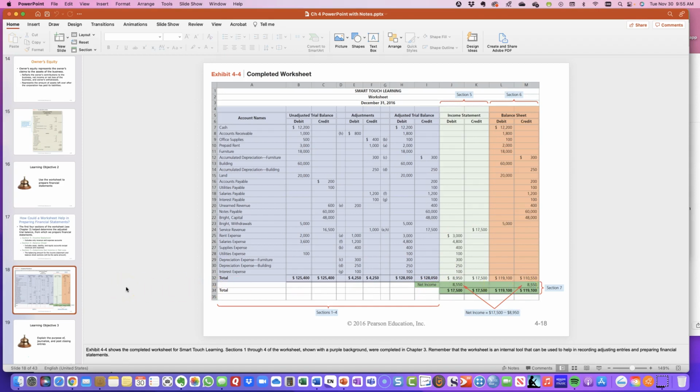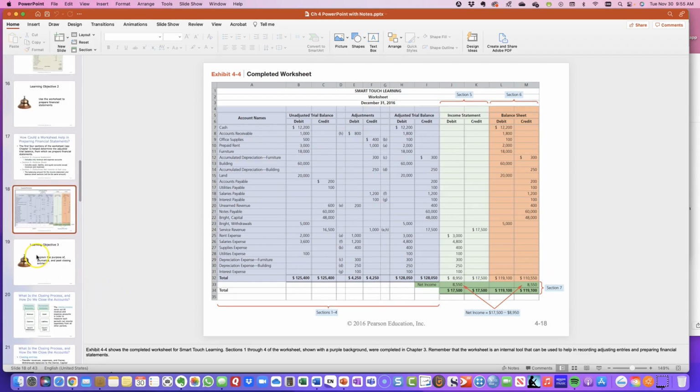So this is definitely one of the nice ways of using Excel. And we could see how everything ticks and ties out. We can add our lettering here for our adjusting entries, and we can make sure that everything ticks and ties and balances out. And so that's the wonderful use of a worksheet.